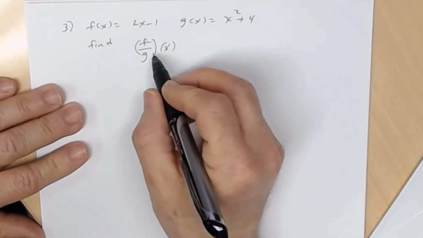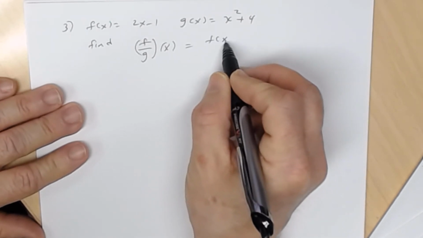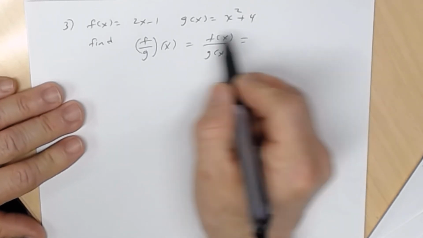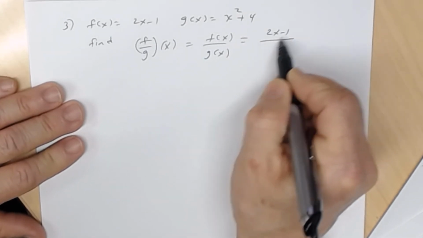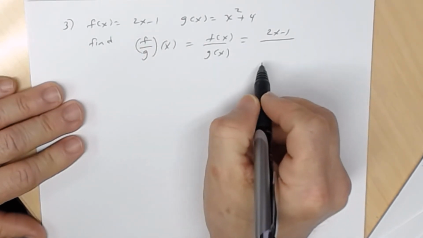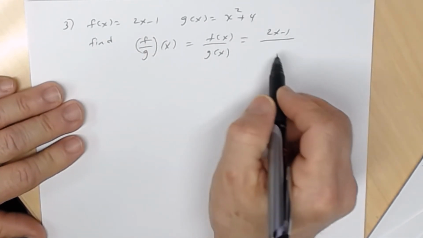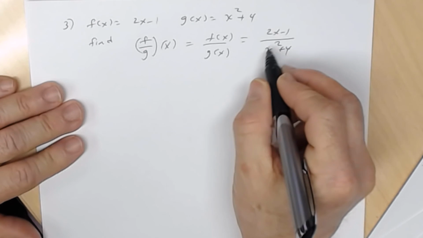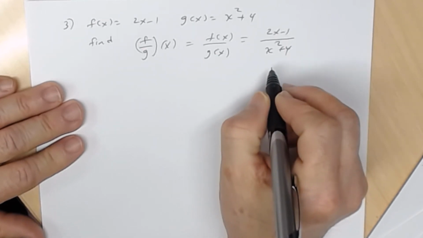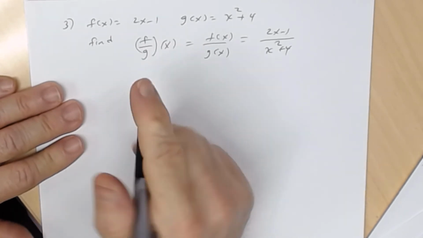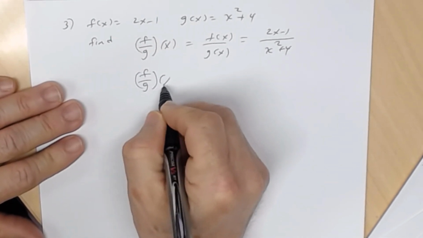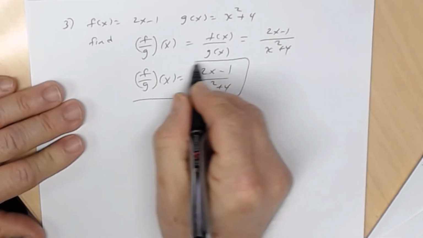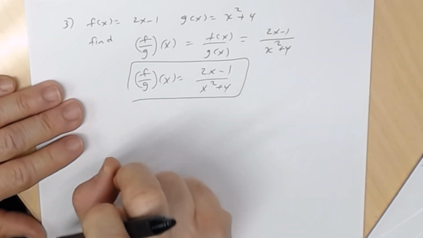All right, well, by definition, what does that mean? Well, that means f of x divided by g of x, right? So that means the numerator must be 2x minus 1, because that's what f of x is. The denominator, g of x, is x squared plus 4. And remember, this is the sum of two squares, so it is prime. You cannot factor that. So f divided by g at x is 2x minus 1 divided by x squared plus 4. That wasn't a difficult part. That was easy. But here's what I want you to think about now.